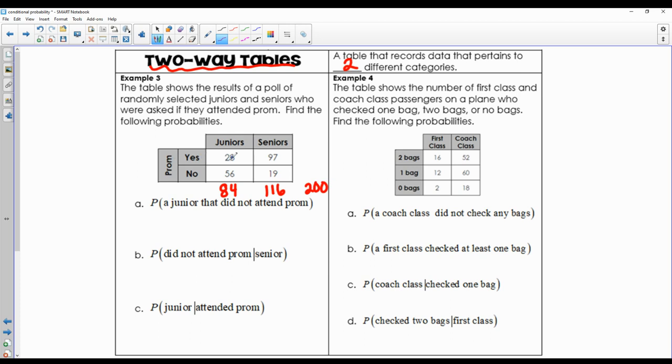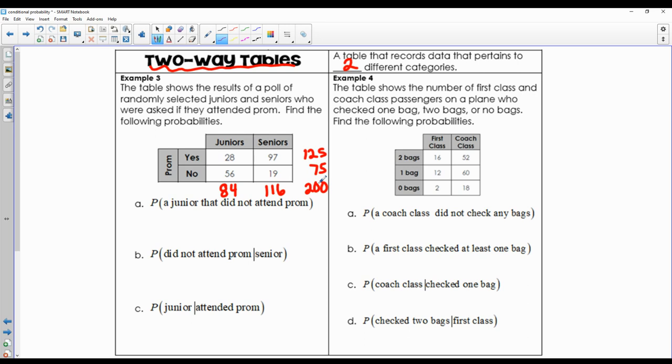We could also count the number of people who, yes, went to prom. If we add that 28 plus 97, we get 125 people that went to prom. I bet you can guess that 75 did not, but let's go ahead and add 56 plus 19. And yes, it's 75, because these numbers also have to add to our 200. Now we've got all these totaled right here. It's going to be pretty fun and easy to find our probabilities.